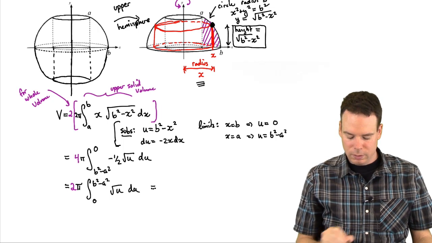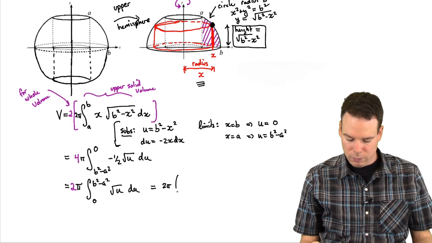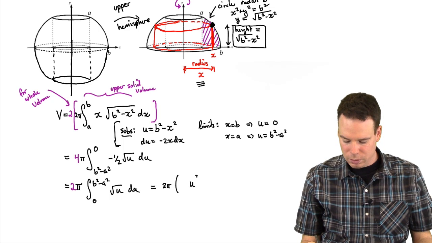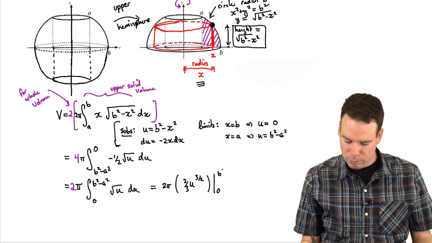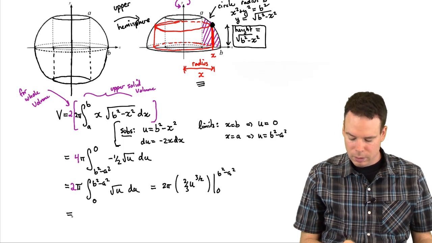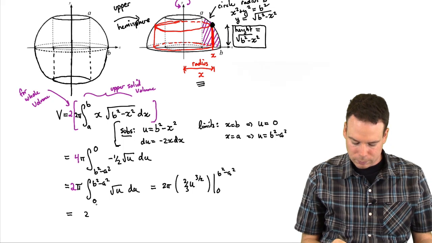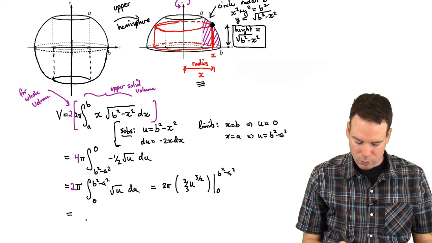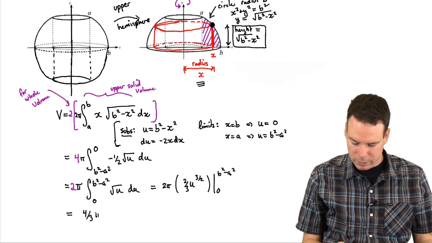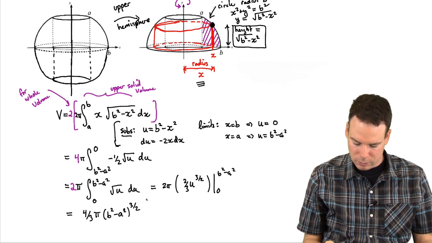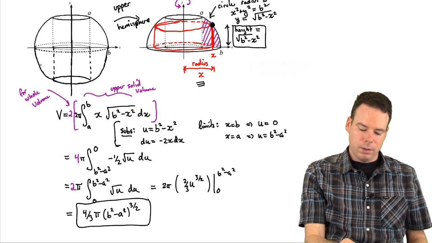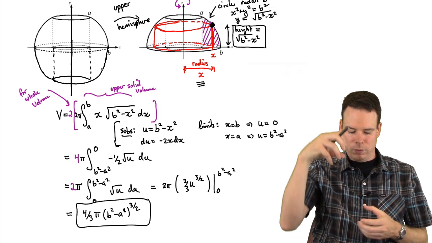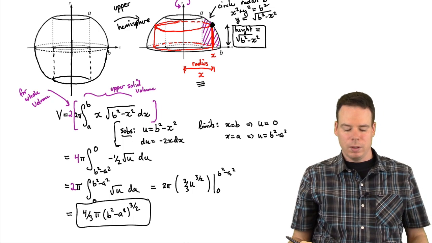Now I can integrate this. This is 2 pi, so I anti-differentiate. The square root of u anti-differentiates to u to the 3/2, times 2/3. And that's going from 0 to b squared minus a squared. And now we pop the limits of integration in. 2 times 2/3, so that's 4/3 pi times b squared minus a squared to the 3/2. And so there is the volume of the full sphere with that core hole removed from the middle of it.